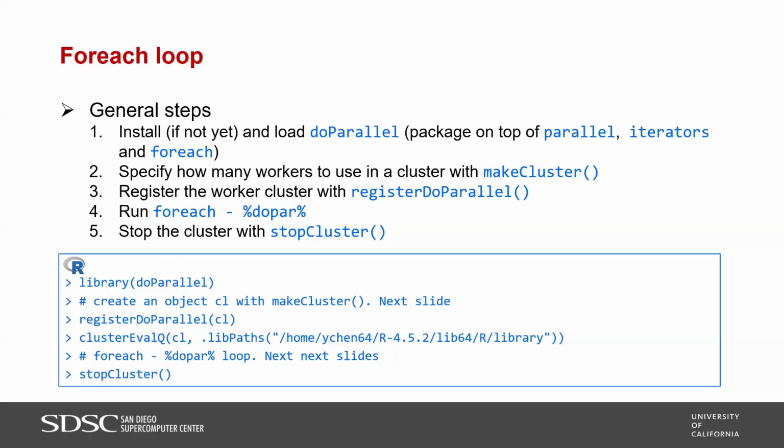You can then specify how many workers to use in a cluster with the makeCluster function from doParallel, and then you can register the worker cluster with the registerDoParallel function, and then you run your foreach %dopar% session. Once you're done, you can just stop that cluster with the stopCluster function. And here below is the doParallel example.